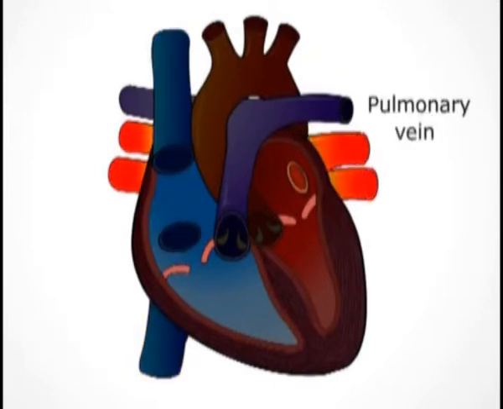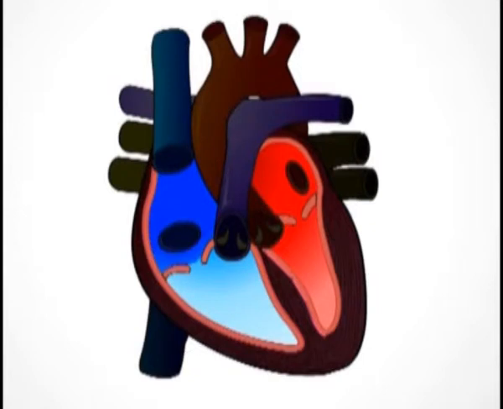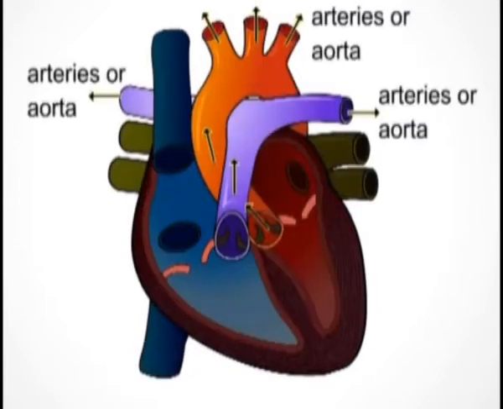Pulmonary vein collects oxygenated blood from lungs and opens into the left auricle of the heart. A pair of coronary veins bring deoxygenated blood from the muscles of the heart and open into the right auricle. There are vessels which carry blood from the heart called the arteries.